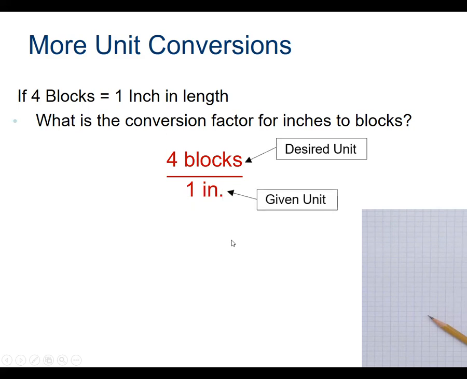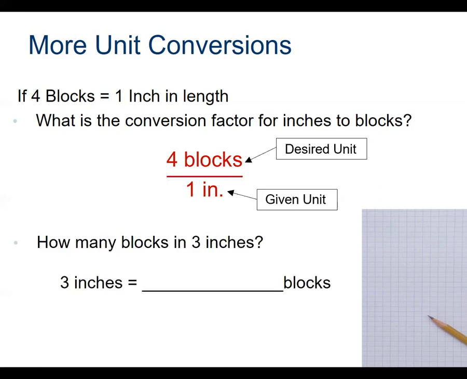All right. Again, remember, desired unit on top, given unit on the bottom. Second time we've seen it, I've mentioned it several times. It's going to be on the quiz. Take notes. How many blocks in 3 inches? So again, you want blocks. That's your desired amount. Put that on top. 3, hopefully you're writing this out, over 1, 3 inches over 1, times 4 blocks over 1 inch. Your inches are going to cancel out. Do your math. Let's see what you got. 12. 12 blocks is going to be 3 inches.